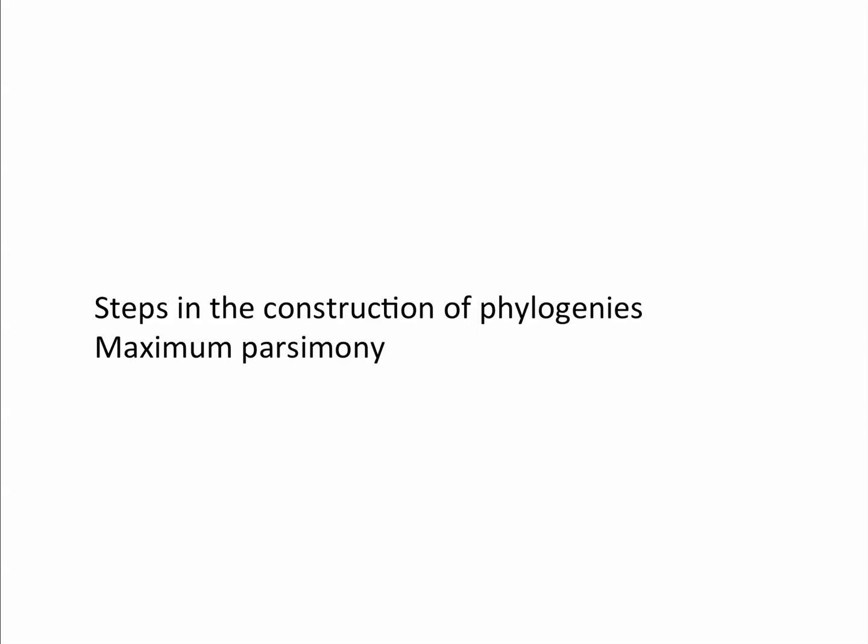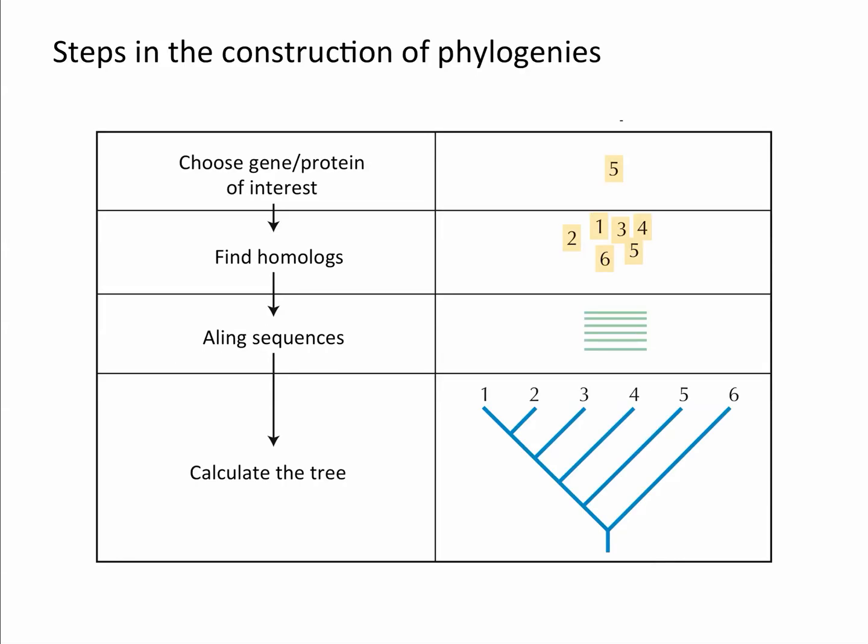In this talk, we are going to discuss the basic steps in the construction of phylogenetic trees, and one of such methods, the maximum parsimony method. The process of carrying on sequence-based phylogenetic analysis can be divided in 4 key steps. The first step is the selection of a sequence of interest that we want to investigate. This could correspond to a protein sequence, or a gene, or a whole genome.